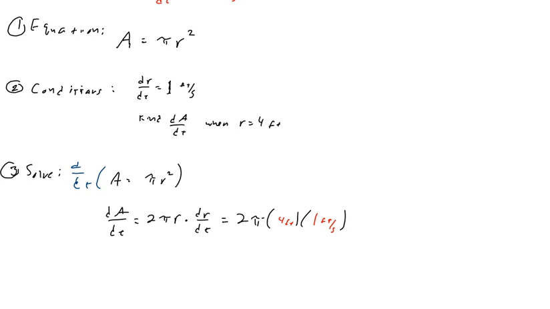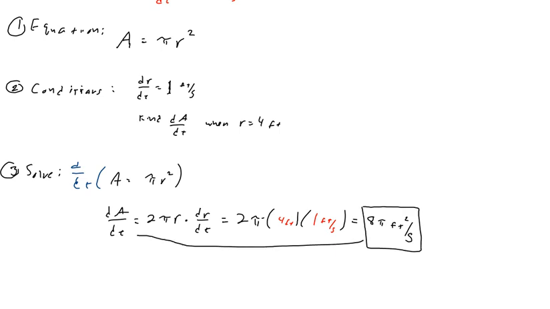So my answer here, let's see, 2 times 4 is 8, times 1 is 8, 8 pi. And what units am I going to get? Well, I've got feet times feet per second. Feet times feet is feet squared per second. Exactly. Which is correct because this is an area. Area over time, the derivative of area per time. Area is square feet. Square feet per second.